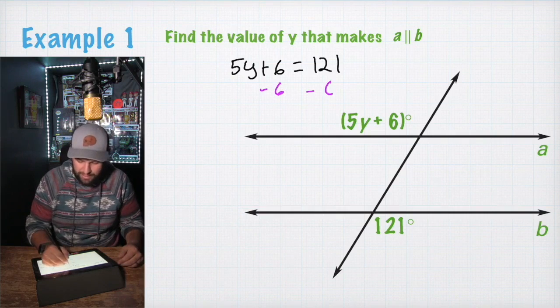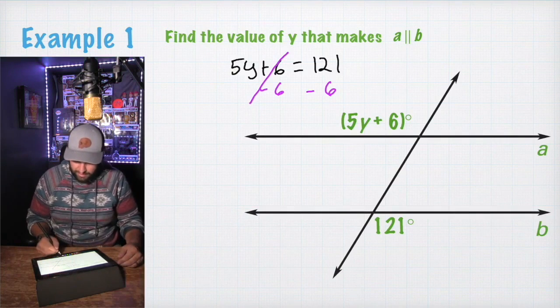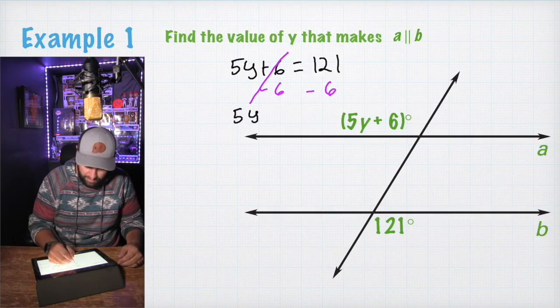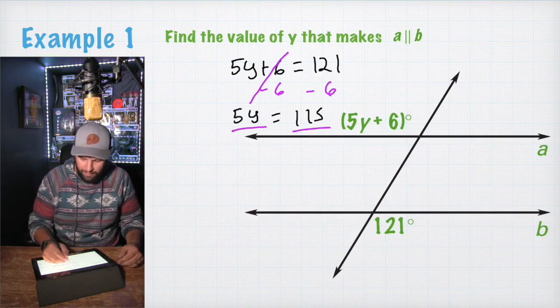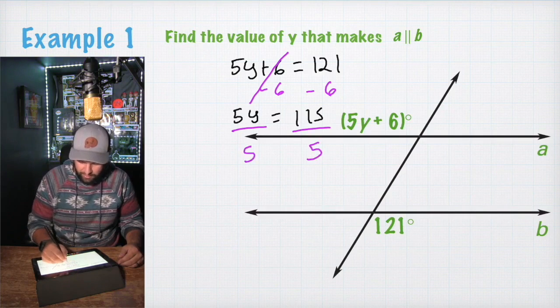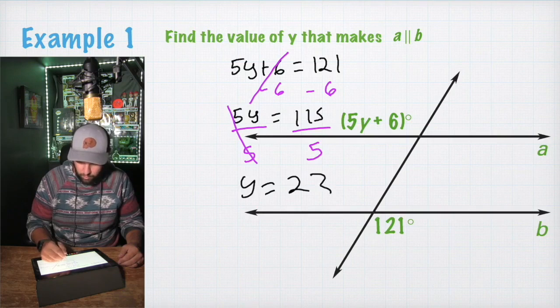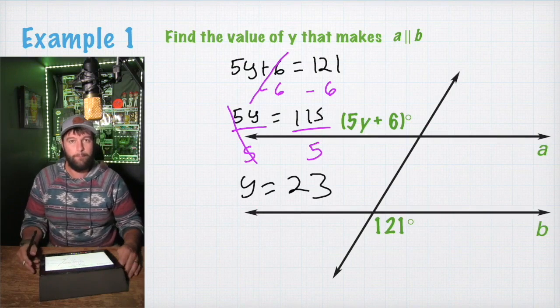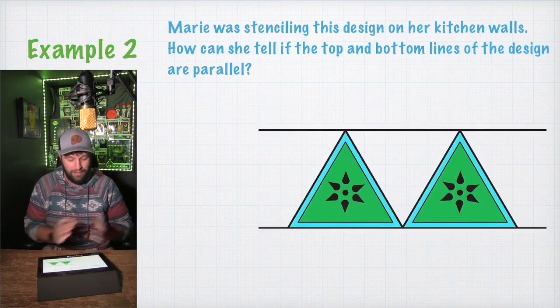We're going to subtract 6 from each side of the equation, because we always have to be fair. Those 6's cancel out. We're going to be left with 5y equals 115. If we divide by 5 on each side, these 5's are going to cancel out, and we're going to be left with y equals 23. Just simple math. Let's keep going.